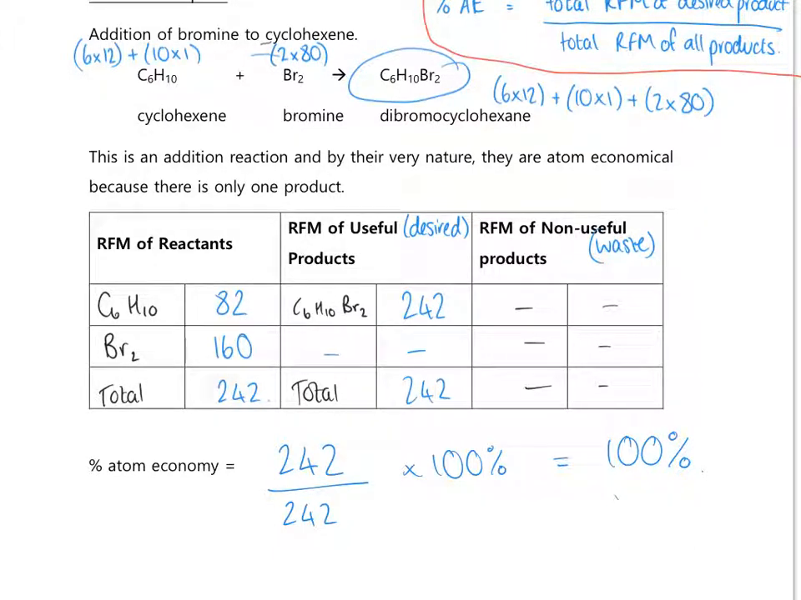Again, that doesn't mean it's going to be 100% yield, because some of our reactants or products may be lost along the way. But in terms of the rearrangement of the atoms, it has a 100% atom economy. It's very efficient in terms of the atoms, because essentially all of the atoms of the reactants are being incorporated into our one desired product. That's not the same for every reaction, which we'll see in worked example 2 on the next page.